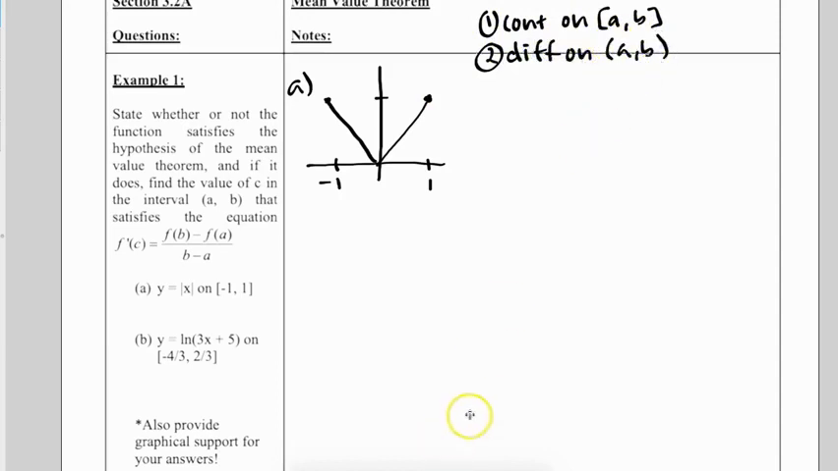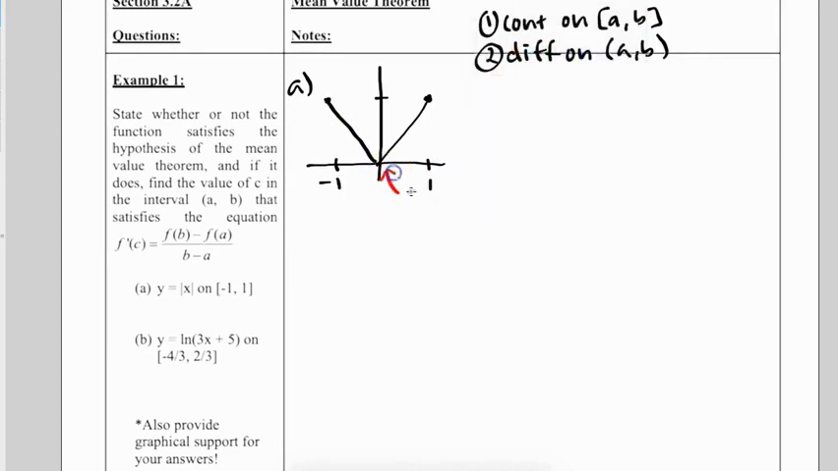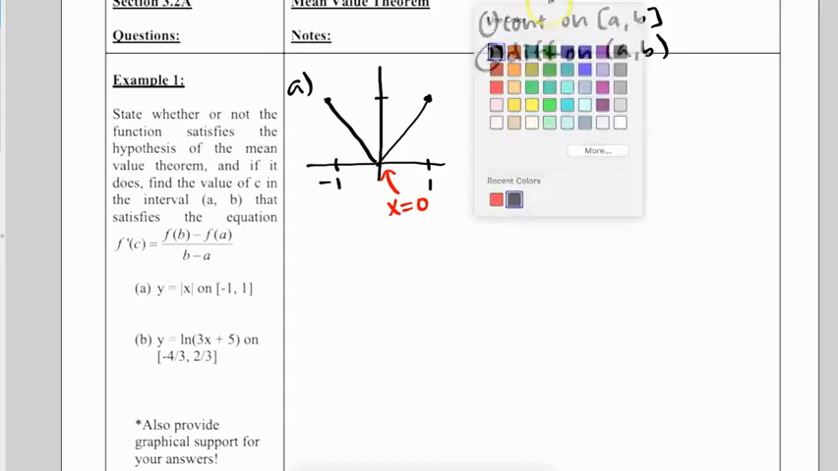All right, so looking at my graph, okay, it is continuous on the closed interval AB, but I do see that we have a sharp turn at x equals 0. So because we have a sharp turn, that means that our derivative is going to be undefined. It doesn't exist. So the mean value theorem doesn't apply. So okay, let's write some of this down. How do we want to say this?